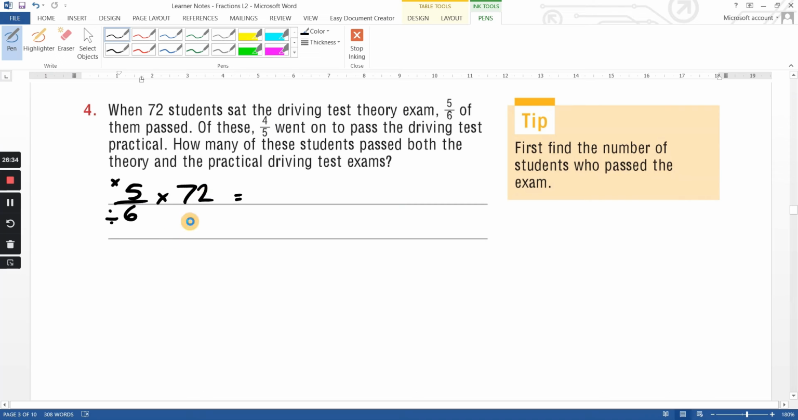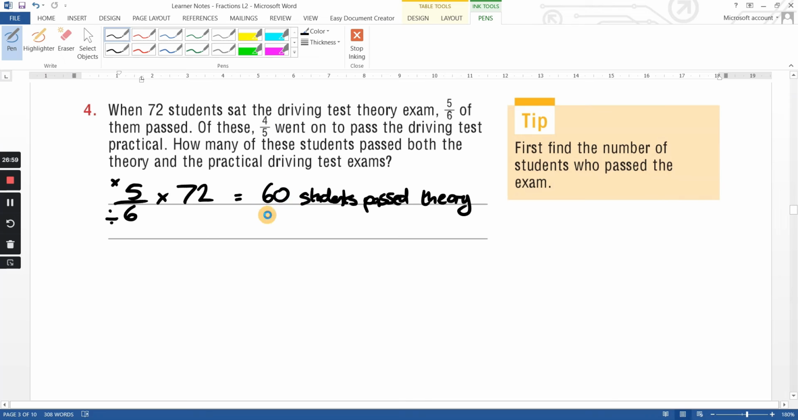So let's do this in our head. How many 6s go into 72? That's going to be 12, is it? And 12 times 5 is 60. So 60 students passed their theory exam. Yeah, so 60 students passed theory.